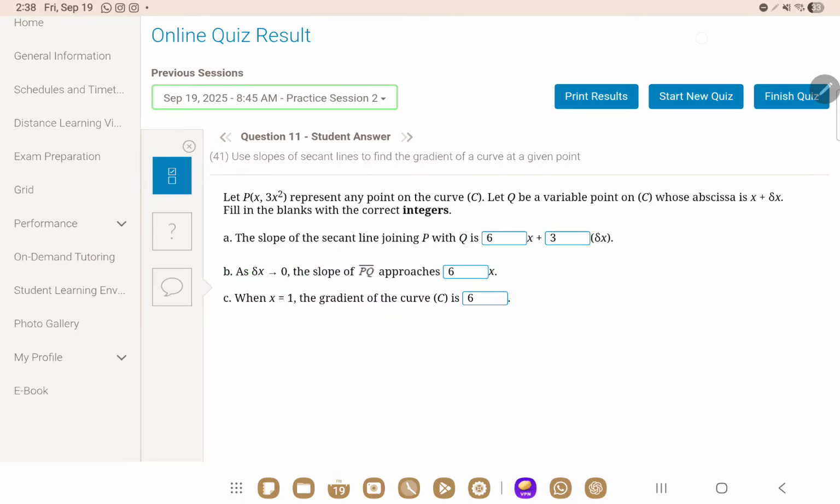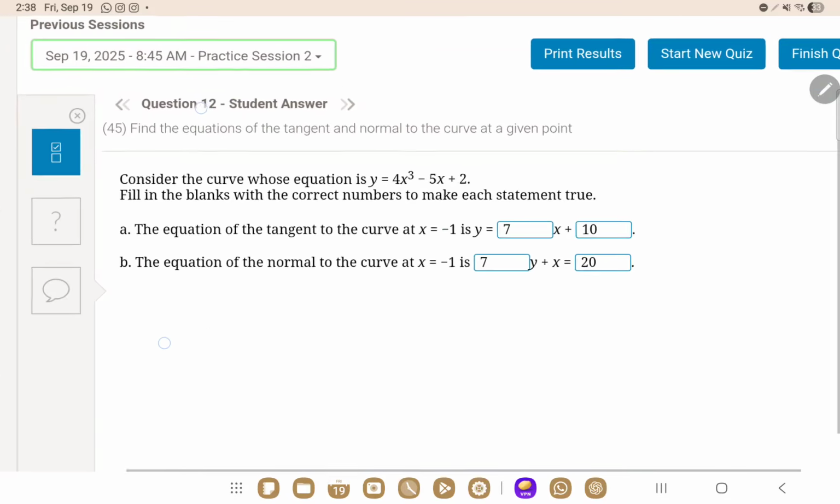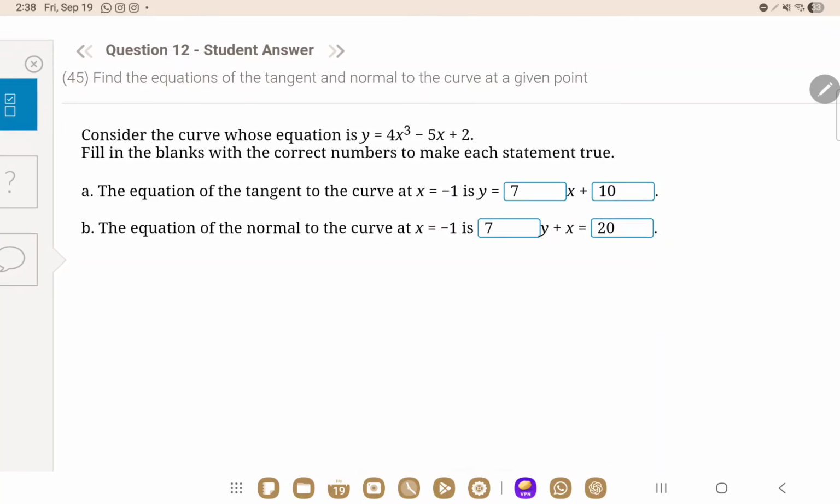Now, moving on to our next question. Okay, now we need to find equations of the tangent to the curve and so on. Anyways, there are 7 questions left. This question's easy. Let's move on. Consider the curve whose equation is this. First step, differentiate the curve. So it's 12x squared minus 5. Now, to find the tangent at x equals -1, you substitute -1, which gives 7. So the slope of the tangent equals 7.